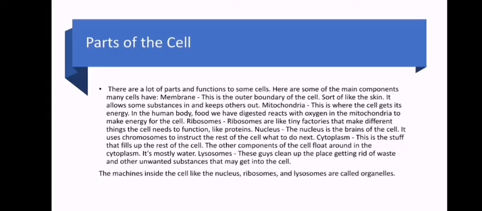So the title for this one is parts of cells. There are lots of parts and functions to the cells. Here are some main components many cells have. Number one, membrane. This is the outer boundary of the cell, sort of like the skin. It allows some substances in and keeps others out.